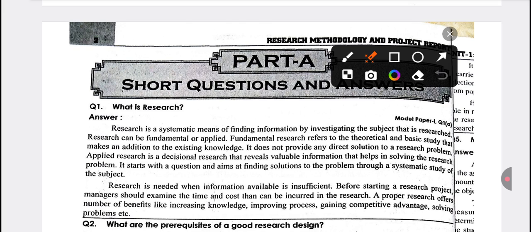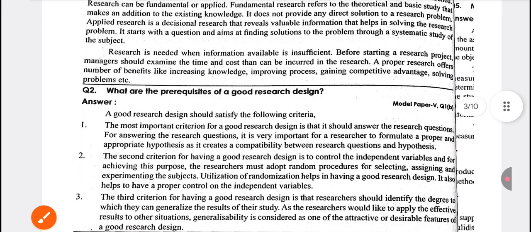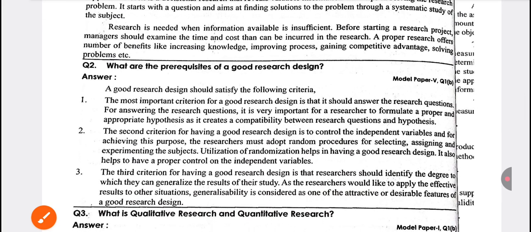Got it? Fundamental research means you are finding the solution, you are finding the information. What is applied research? Applied research means you are applying something. Already theoretical solutions exist, and you are using those particular theories in your research. That is called applied research. Okay, and for the next 5 marks, you need to write a minimum of 1 or 1.5 sides. Okay, so the next important question is about the good research design.